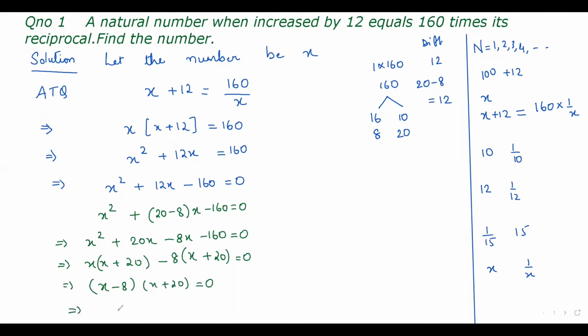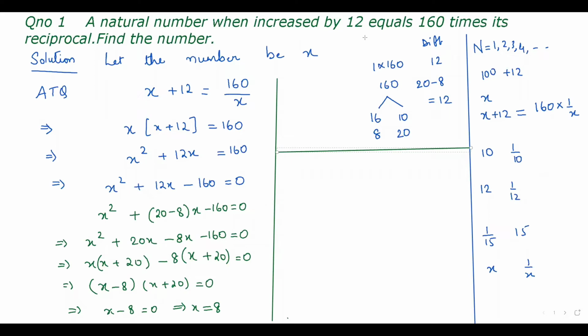Now by zero product law, x minus 8 is equal to 0. So this gives x is equal to 8. One root we got. Now we will get another value. The other one is x plus 20 is equal to 0, so this will give you x is equal to minus 20. Fine, so we got two values: x is equal to 8 and x is equal to minus 20.